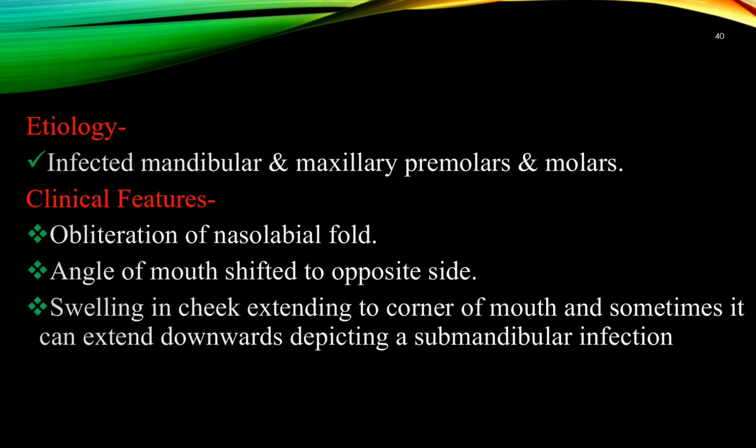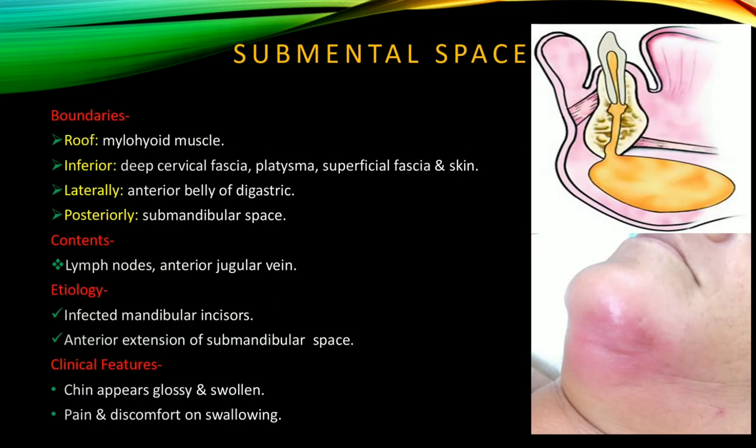It happens to be in a C shape, and it has the parotid duct and facial artery in it as contents, vital structures. So clinical features: there will be obliteration of the nasolabial fold, the angle of the mouth shifted to the opposite side or compressed probably, swelling in the cheek extending to the corner of the mouth, and sometimes it can extend downward, depicting a submandibular infection.